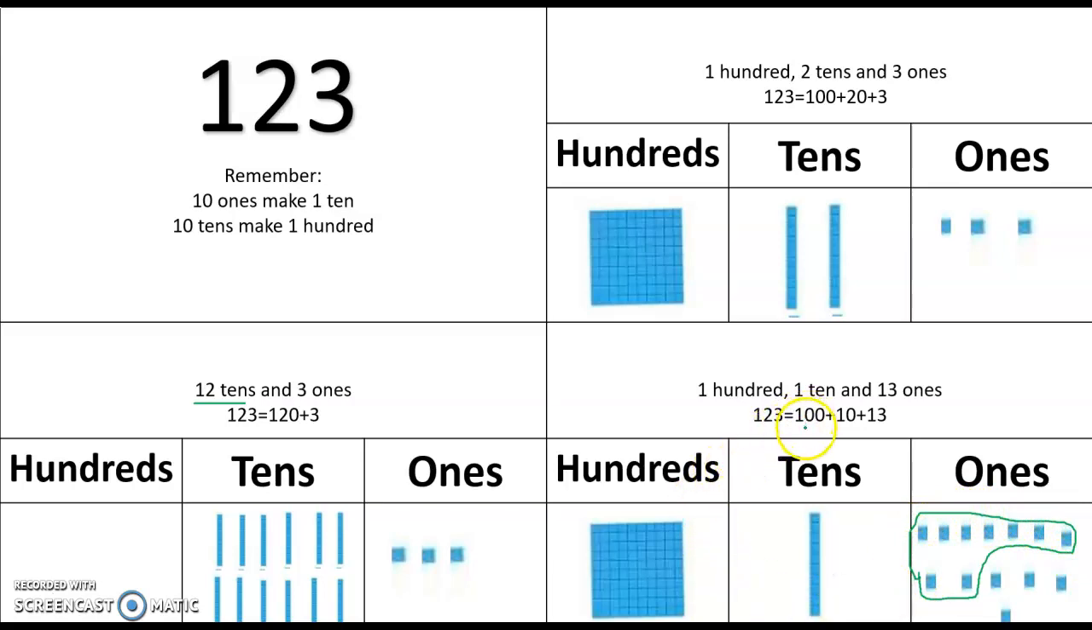So we have 100 plus 10 plus 13. It still equals 123. So there's different ways we can break apart our numbers and move them to different place values.